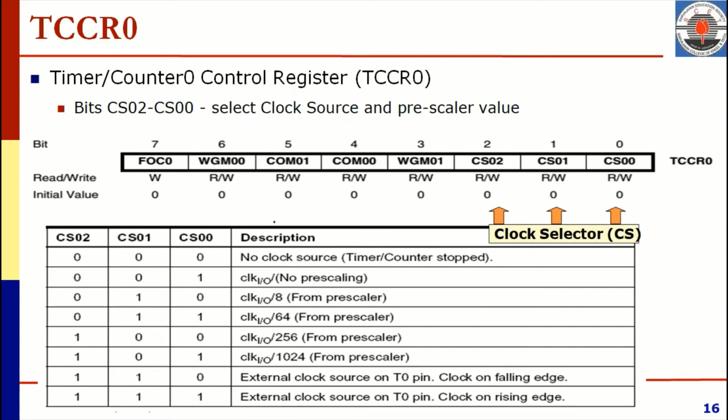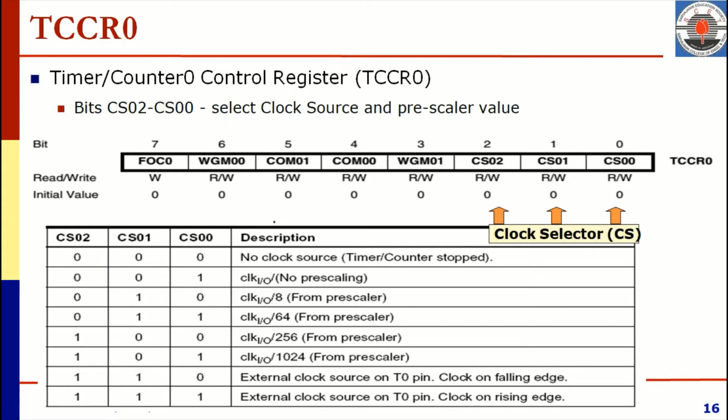0 indicates it is for timer 0. So CS0, bit number 0, 1 and 2. If that combination is 0, then no clock source is selected. In that case, timer counter will be stopped and no time interval will be generated. So to stop the timer, it is necessary to provide 000 to clock selector bits.